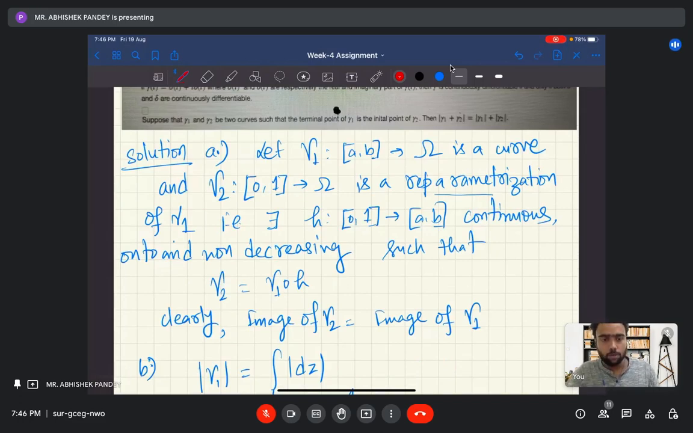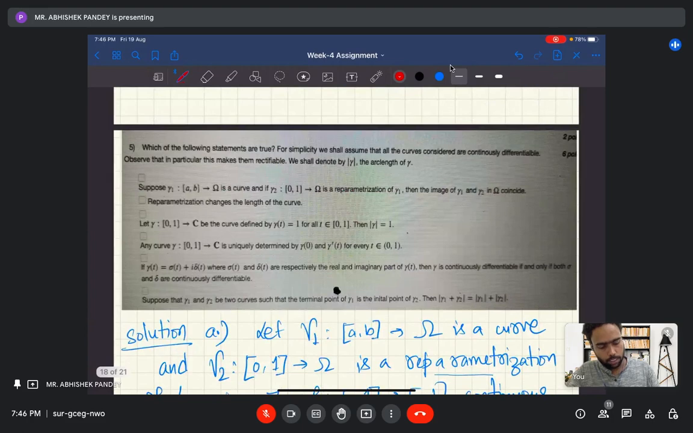So by the definition you can see the image of gamma 2 is basically the image of gamma 1. So the images of gamma 1 and gamma 2 in omega coincide. So this is correct. Reparameterization changes the length of the curve. This is obviously wrong. Let us see.